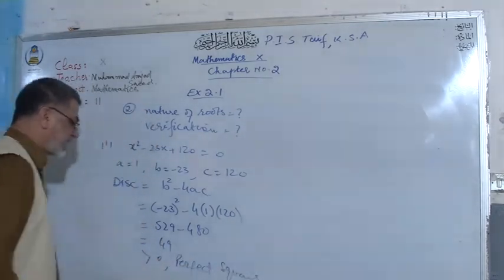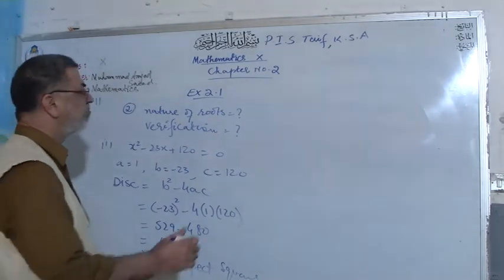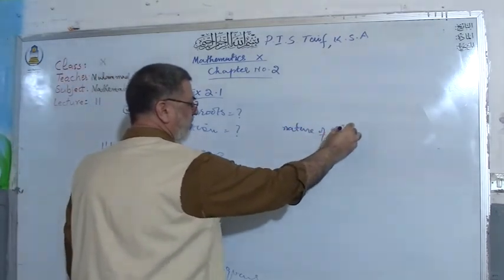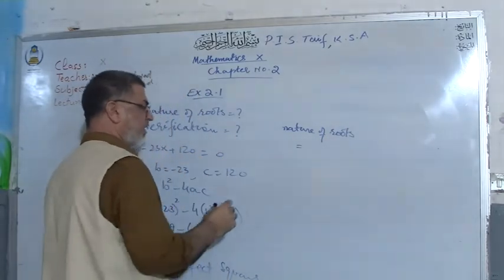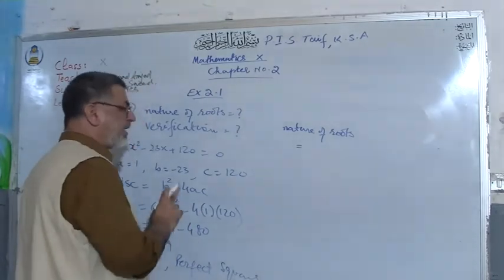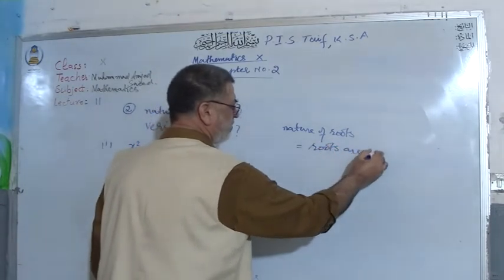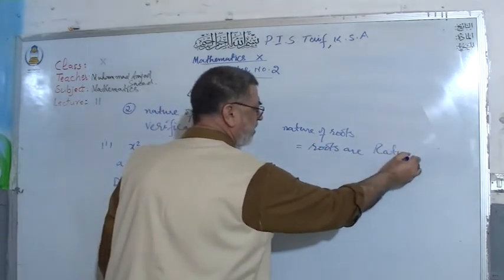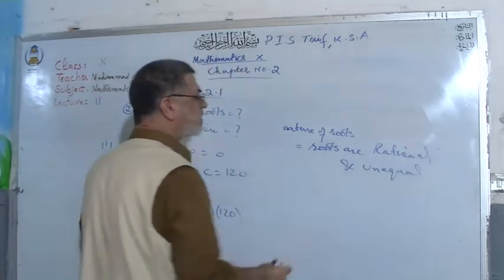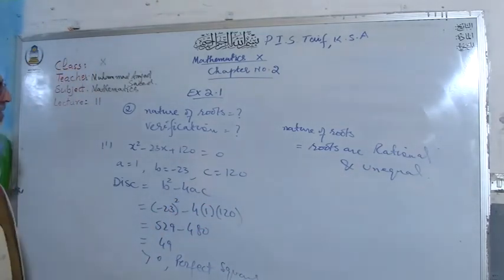So what do you suggest about the nature of roots? From here, nature of roots: discriminant is greater than 0 and a perfect square, so the roots are rational and unequal. You can say roots are real and unequal also. It makes no difference at all.